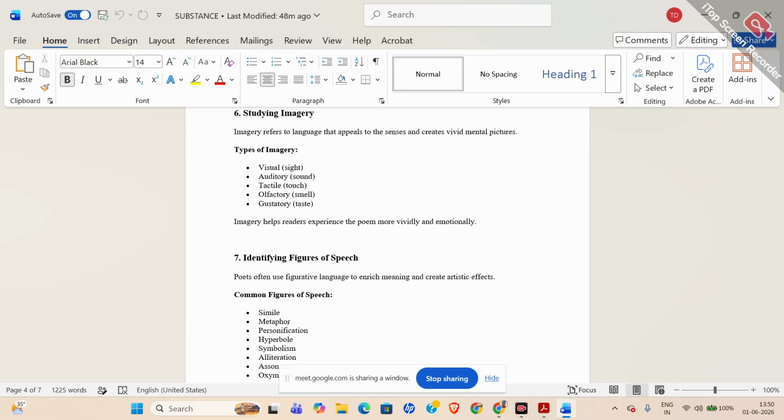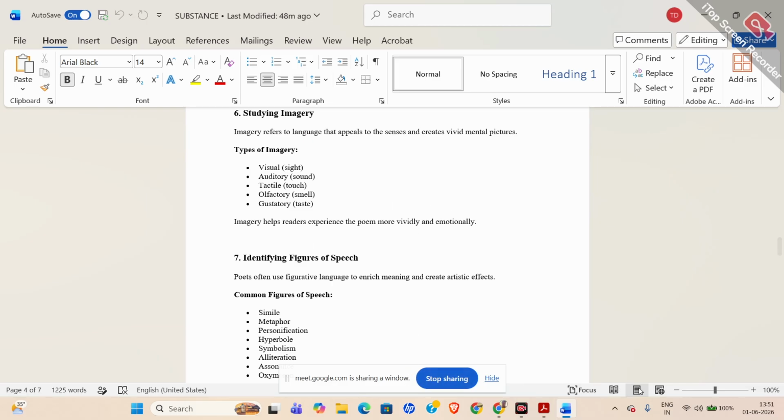Tactile means touch. If something is touched, soft to the touch or hard to the touch, it is tactile imagery. Auditory, sound of bells, perhaps church bells, or any other sound, it is auditory sound imagery. Likewise, gustatory, taste. It is a kind of taste.